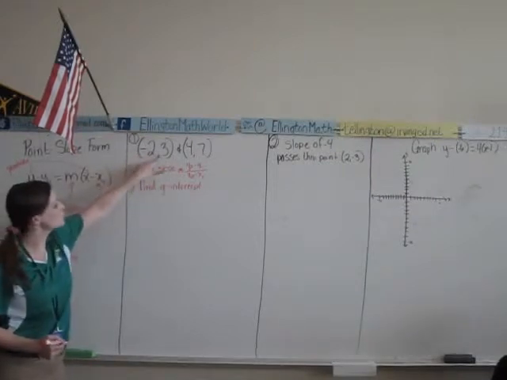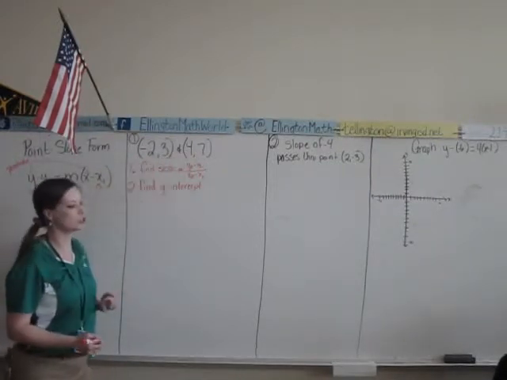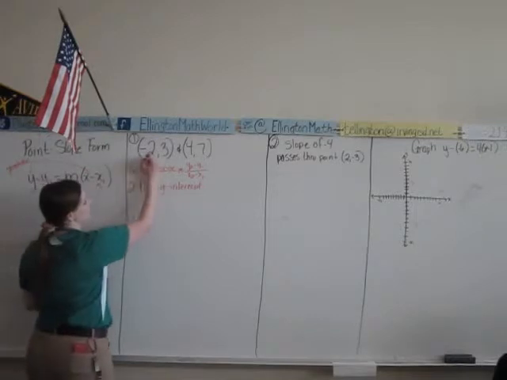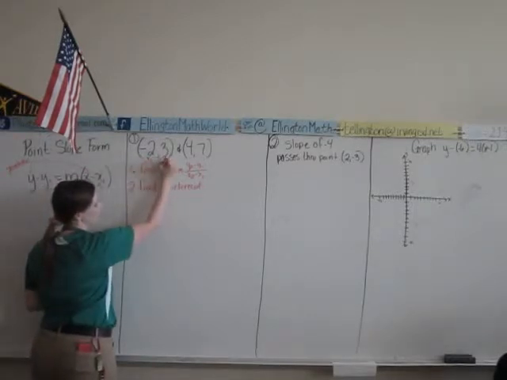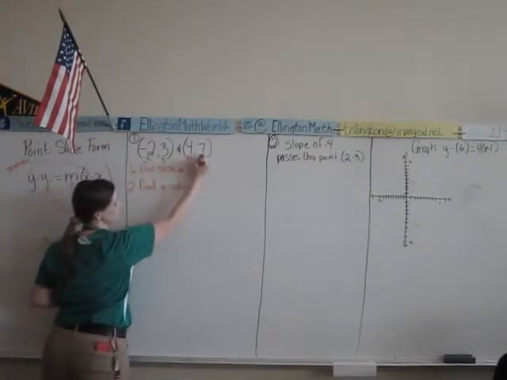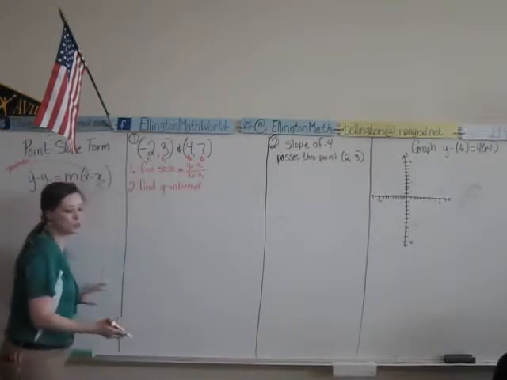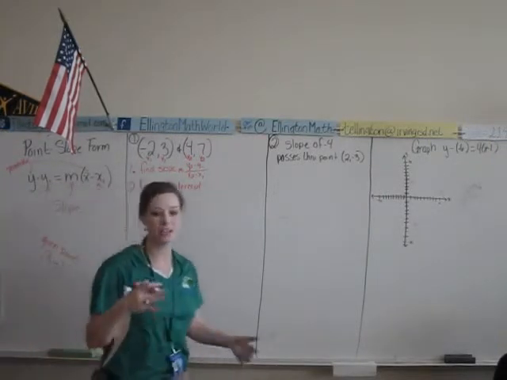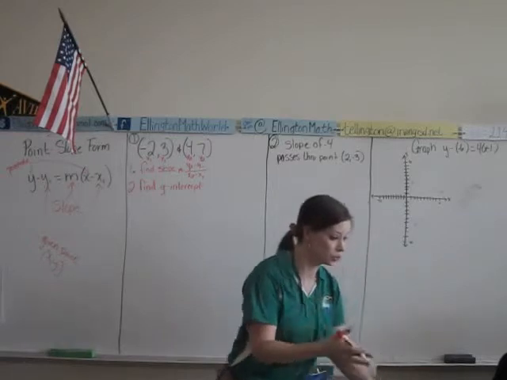I have -2, 3, 4, 7. The first thing I'm going to do is label them. This is my x1, y1, x2, y2. Remember, it doesn't matter which one's 1, which one's 2, as long as one of them's 1 and the other's 2.